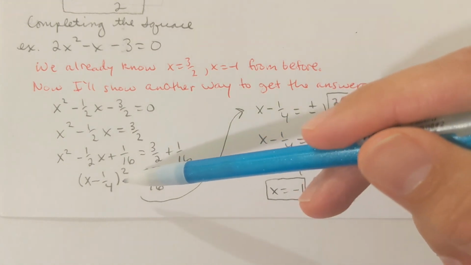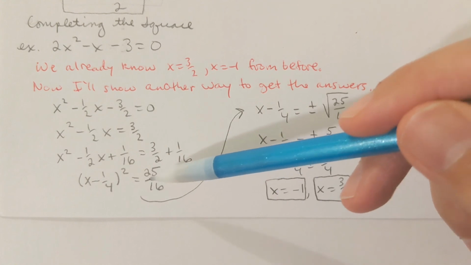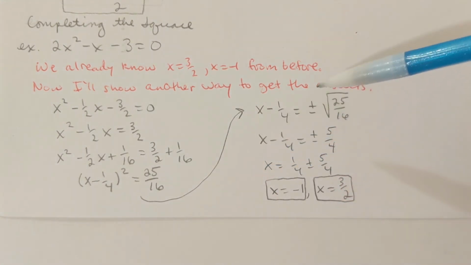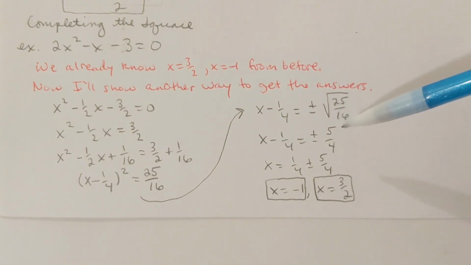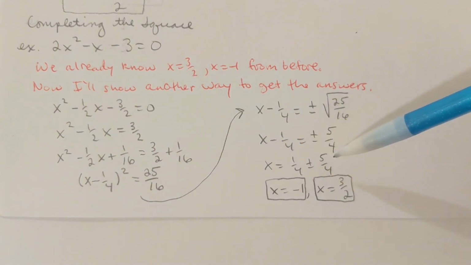Well, that's going to be the factors. Okay, that will always happen. So x minus 1/4 squared equals 25/16. x minus 1/4 equals plus or minus the square root of 25/16, which is plus or minus 5/4. When I add 1/4 to both sides, I get x equals 1/4 plus or minus 5/4.